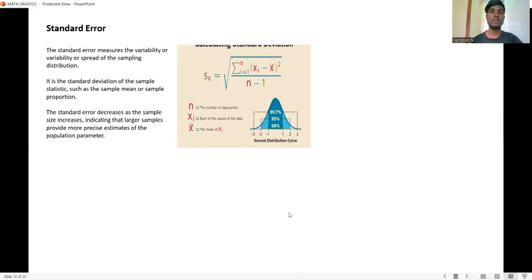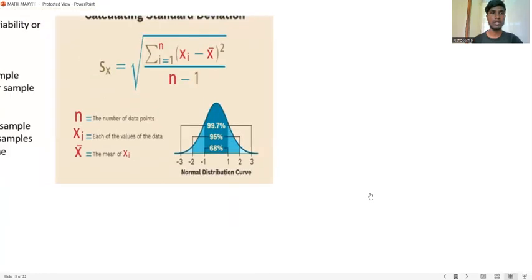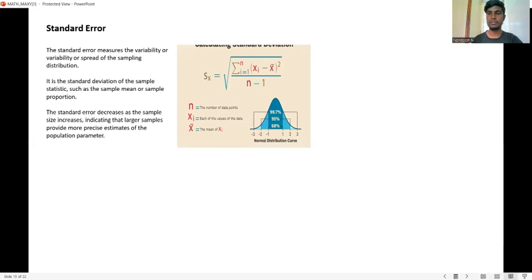Here n is equal to the number of data points, xi is each of the values of the data, and x bar is the mean of the xi. So we can see the standard deviation of the sampling distribution, or standard error.